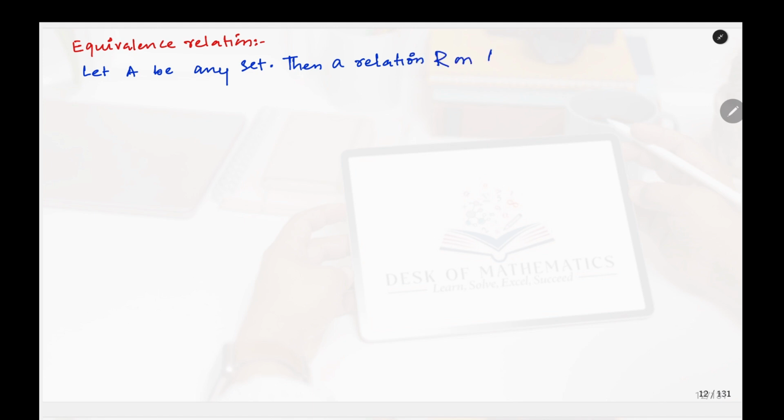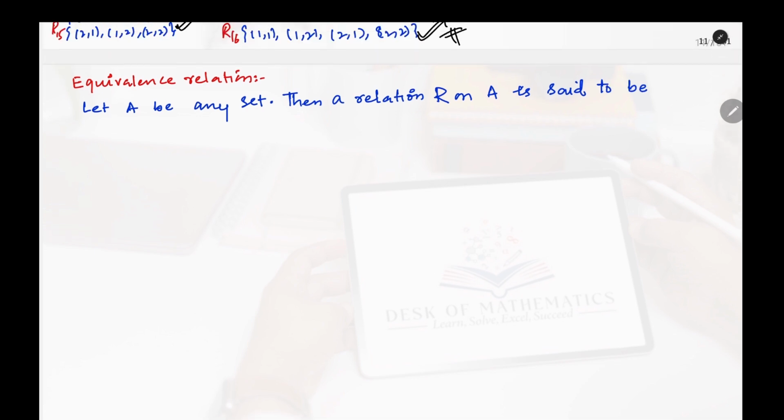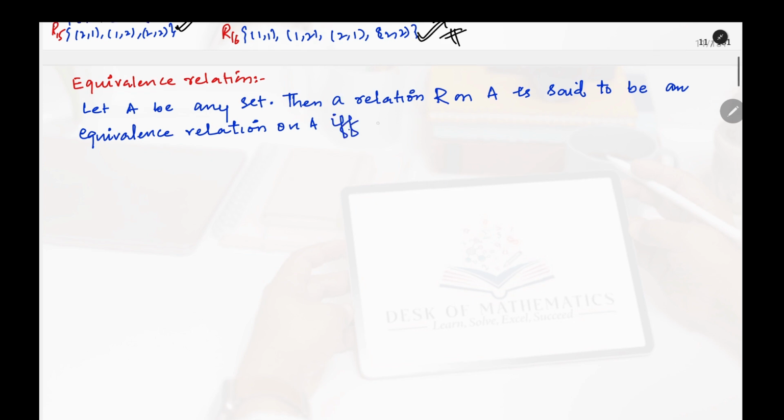First we will write the definition of equivalence relation. What is an equivalence relation? Let A be any set, then a relation R on the set A is said to be an equivalence relation on A if and only if. This means if and only if, so it is a both-sided relation.